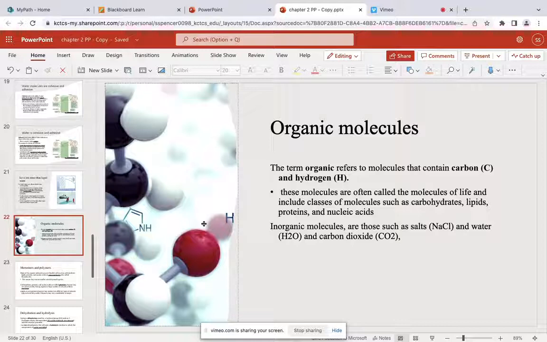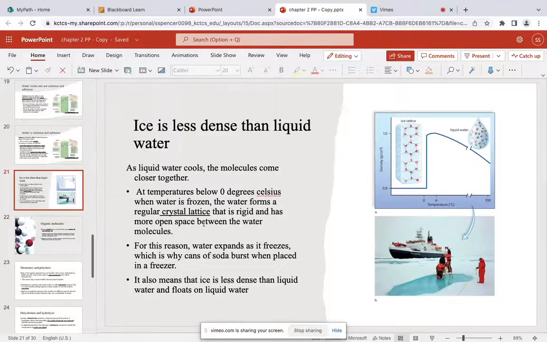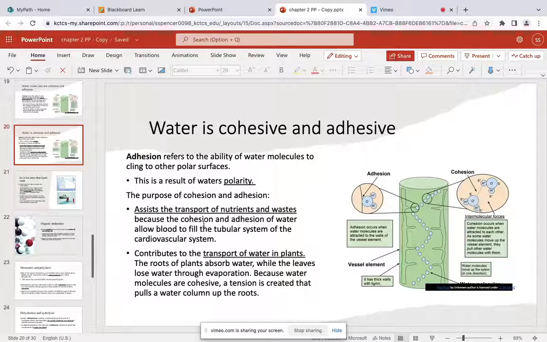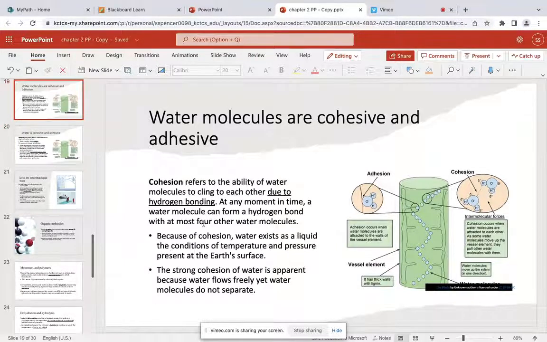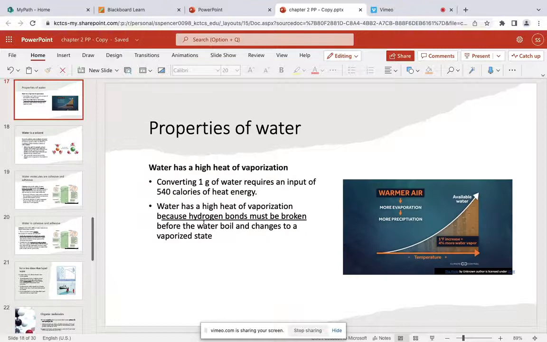Switching gears. So we'll go through the properties of water again, right? Properties of water, probably pretty important since I went on and on about it. So we know that ice is less dense than liquid water. We know that it has a high heat of vaporization. We know that it's cohesive and adhesive. And we also know that water acts as a solvent.